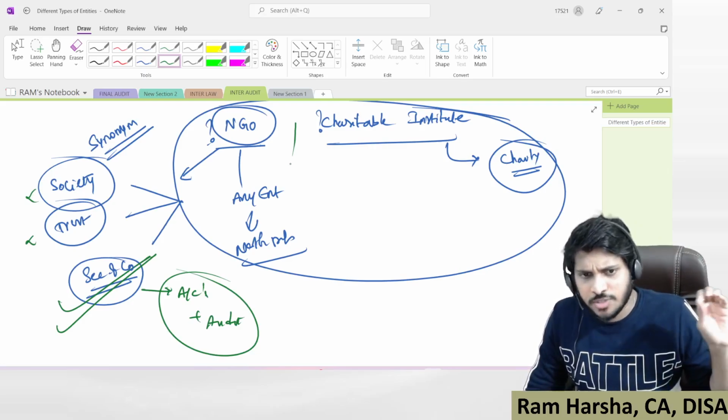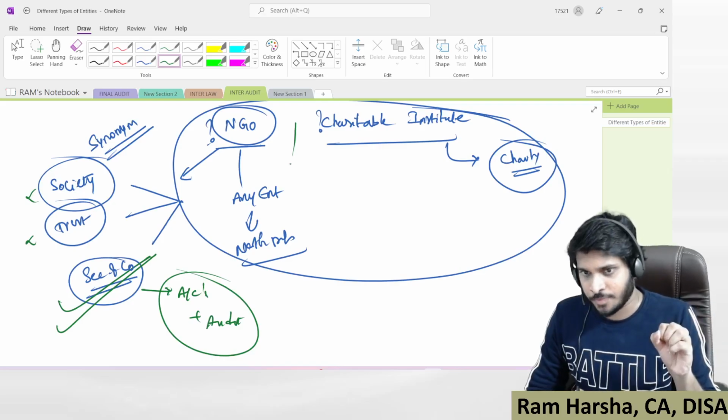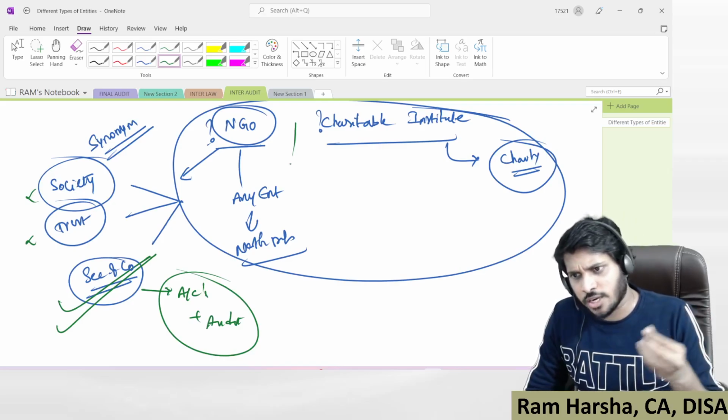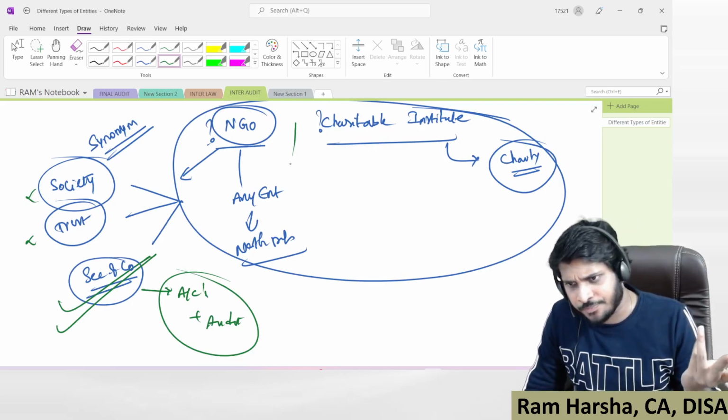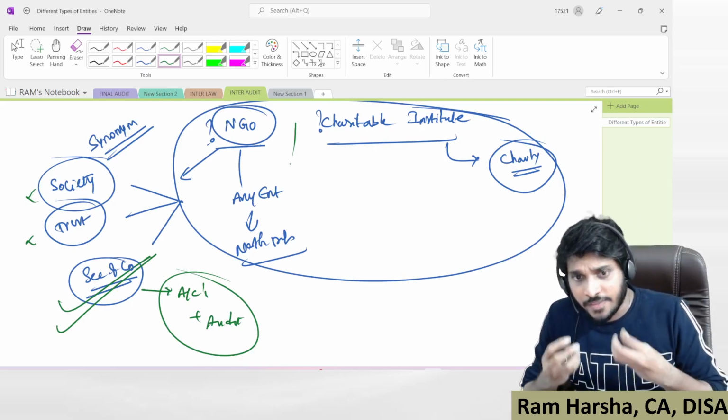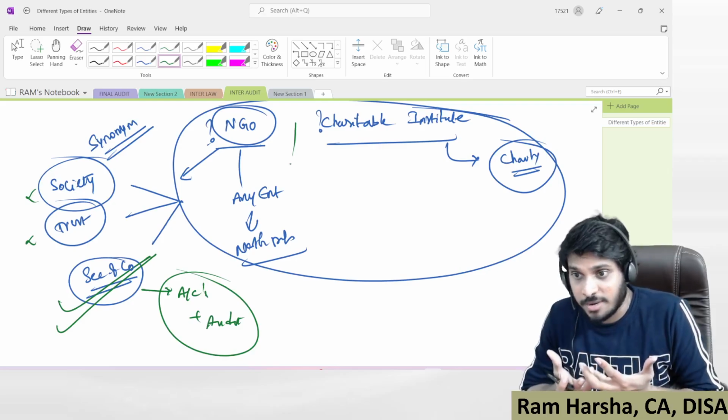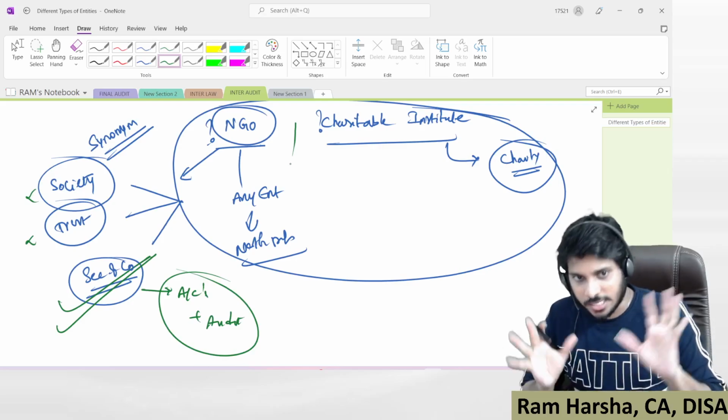Suppose the NGO's objective is to do scientific research. Then they will do scientific research, and whatever money they are getting, they will spend it on scientific research. That's enough. They are not donating to anybody. They are working for conservation of the environment. Okay, all that.